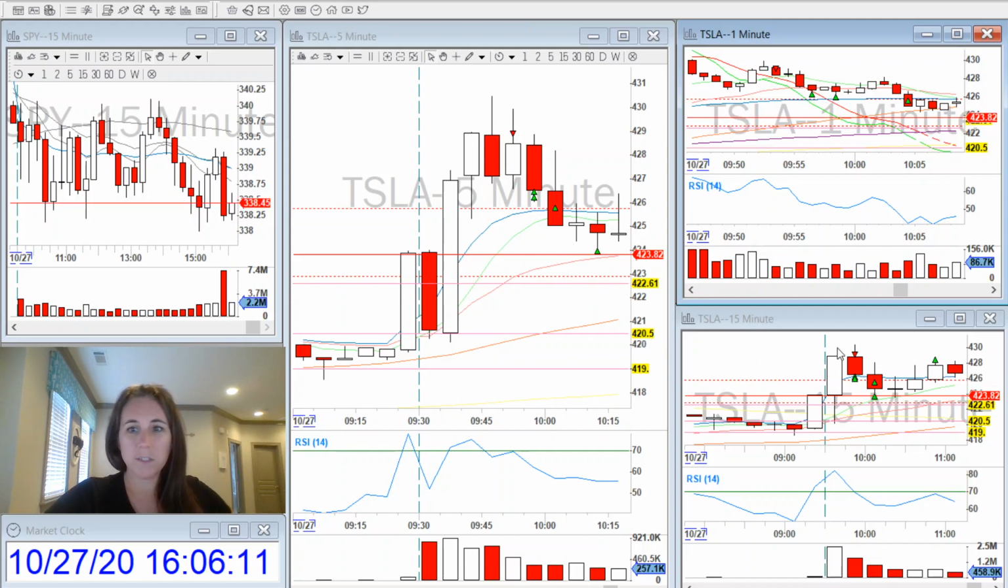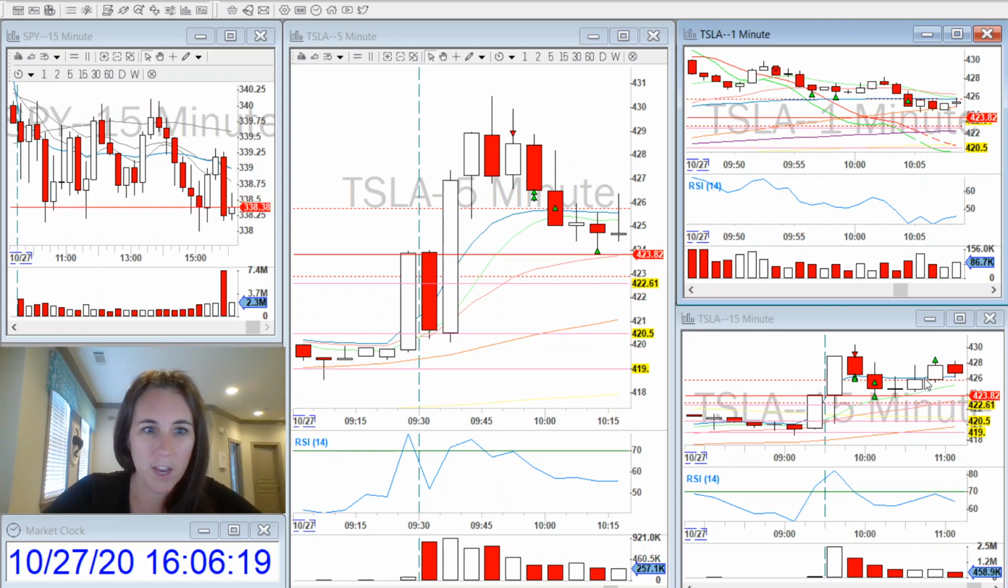And to be honest with you, I thought my entry was good enough not to get stopped out on a pullback on Tesla, but sure enough, it stopped me out to the penny and then went back down and did test this 423 level. It went through it, actually.